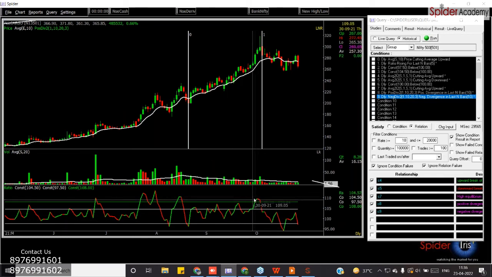Then the oscillator started going above its 108 level, and probably the first exit came over here. It suggested to us that the prices have reached the extreme level. So our first exit could have been over here, followed by a second exit over here. We could have exited all our position over here. So you could have ridden the whole trend using this method.